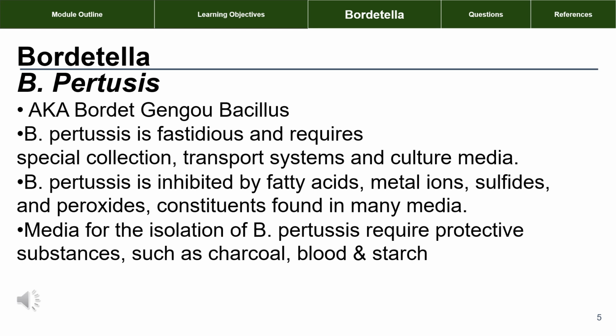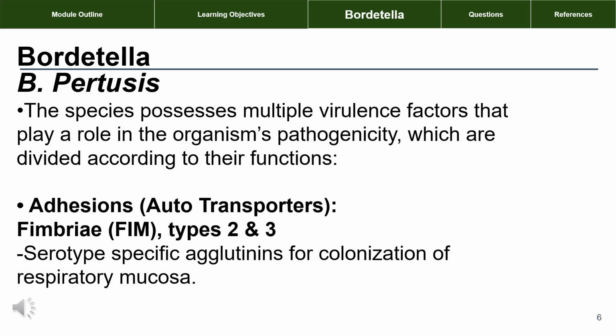Bordetella pertussis, also known as your Bordet-Gengou bacillus. So it is fastidious and requires special collection, special transport system, and culture media. It is inhibited by your fatty acids, metal ions, sulfides, and peroxides, and constituents found in many media. So the media for the isolation of Bordetella pertussis requires protective substances such as your charcoal, blood, and or starch. The species possess multiple virulence factors that play a major role in the organism's pathogenicity.